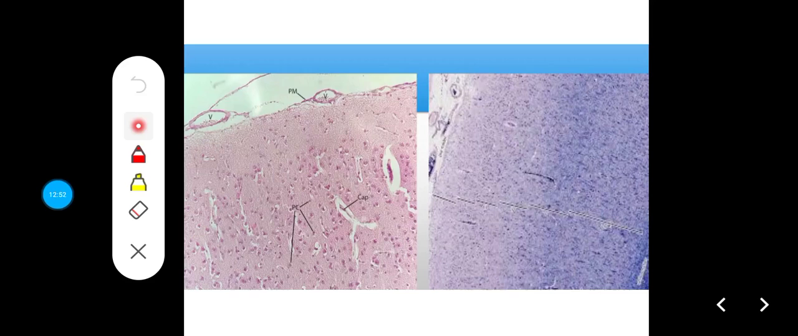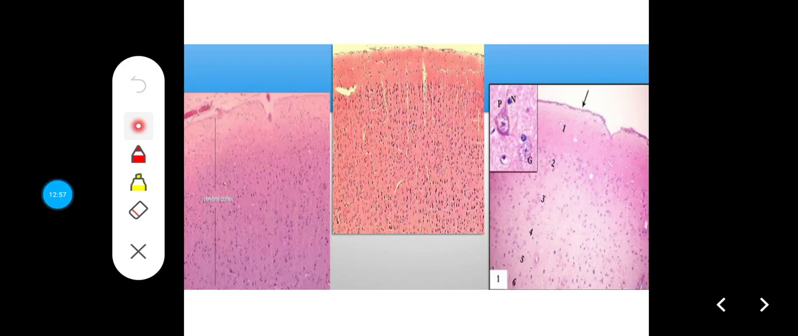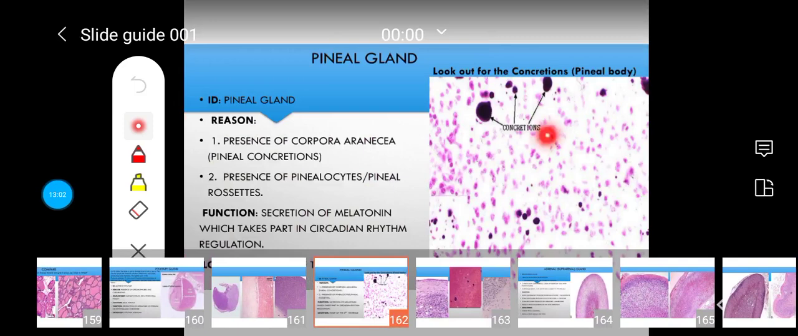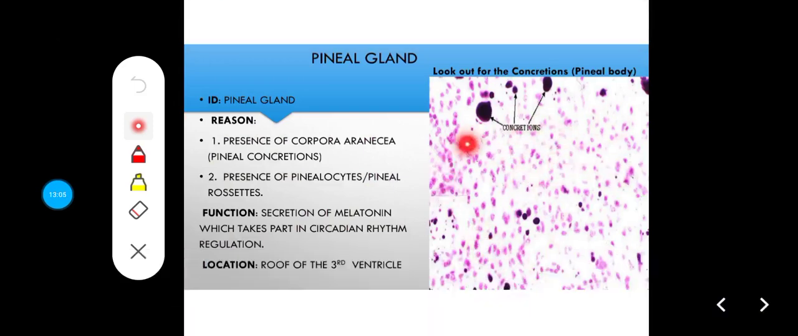So the slide of the cerebrum is very easy to identify. You can't mistake it for the pineal gland, because in the pineal gland, the dots are scattered all around the slide. You can also find large black irregular masses, which are called the pineal concretions. You don't find something like this in the cerebrum. So you see the pineal concretions and the numerous scattered cells all over the slide. This doesn't look like the cerebrum.